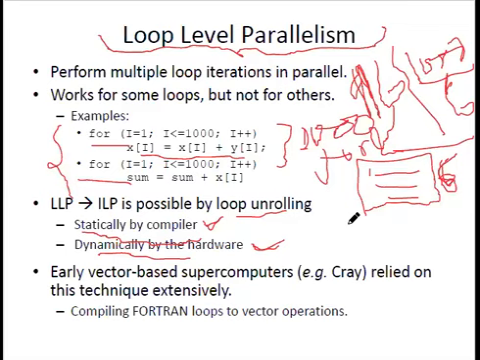So loop level parallelism is done by loop unrolling, just to increase the speed and to reduce the cycles of the process. It is done by the compiler and by hardware. When done by the compiler, it is static; by hardware, it is dynamic. And this kind of processor compiling pattern leads to vector operations. Early vector based supercomputers used this LLP, loop level parallelism.